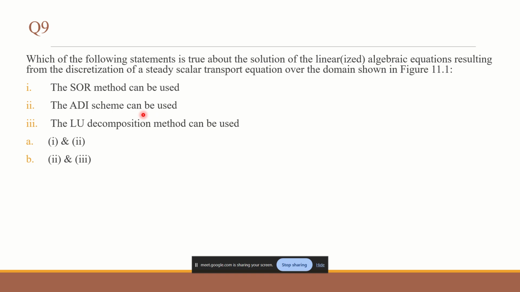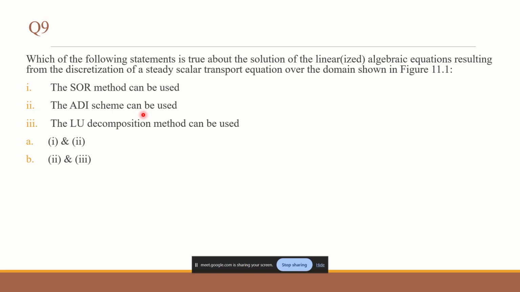Second one, ADI, that is the alternating direction implicit method, can be used. We have seen that ADI takes advantage of the tridiagonal matrix algorithm in its algorithm. So is it true? When we use the ADI method, we will get the solution easily.